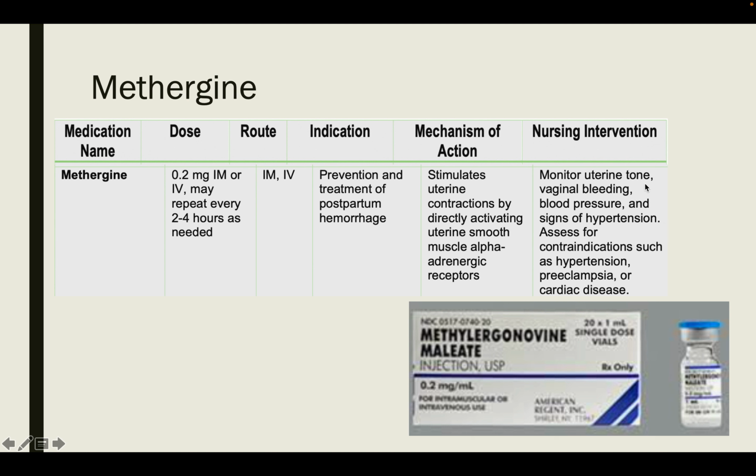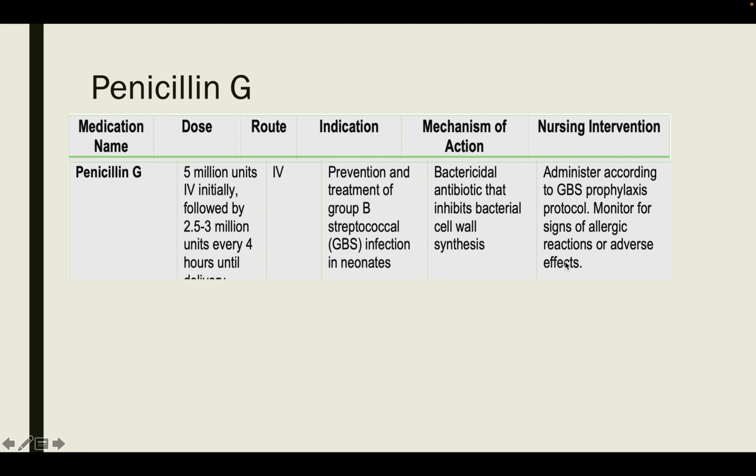Definitely, we're going to monitor the uterine tone. We have to assess the uterine tone, the one we learned already in our clinical practice, how to perform the uterine assessment for a postpartum mother. And we have to also monitor the vaginal bleeding, definitely, because we're dealing here with postpartum hemorrhage, and also monitor for signs of hypertension. It's very important to know that this medication is contraindicated for patients with hypertension, preeclampsia, and cardiac disease.